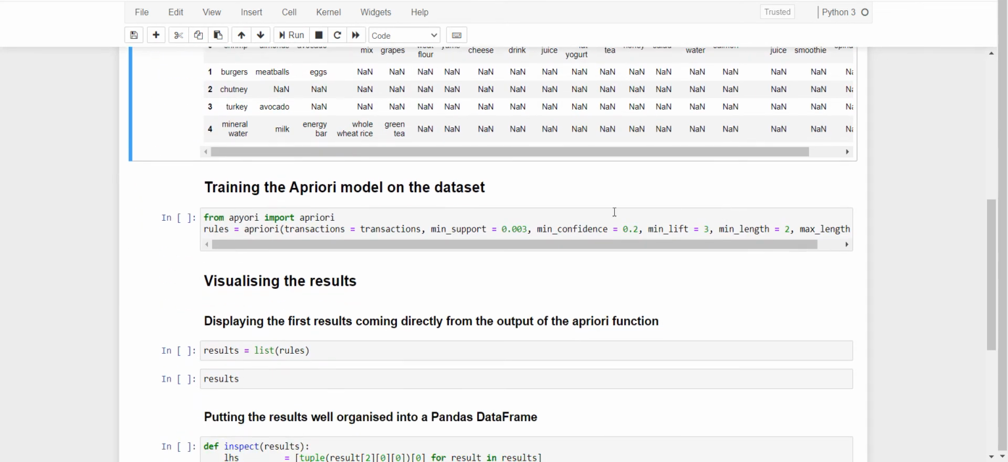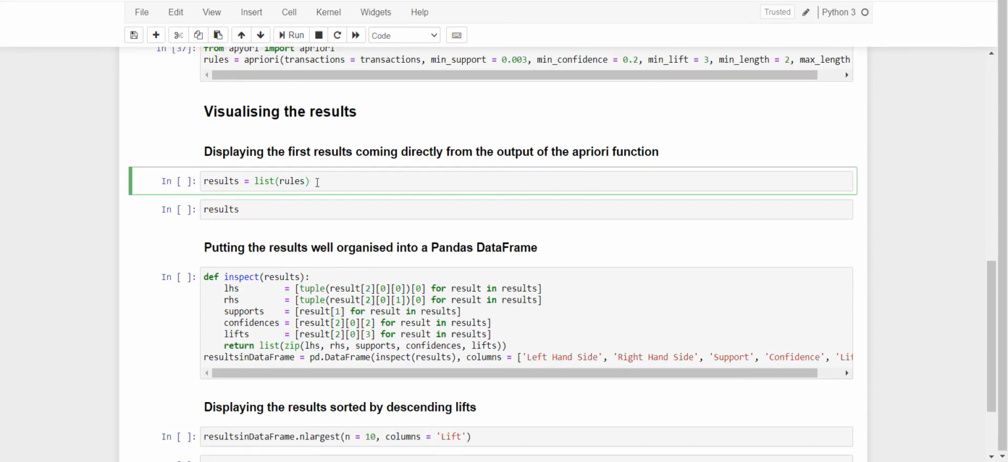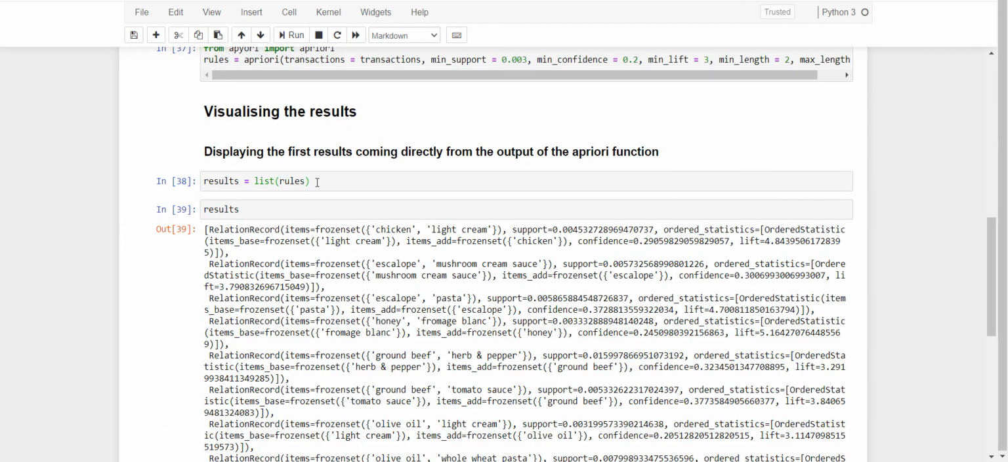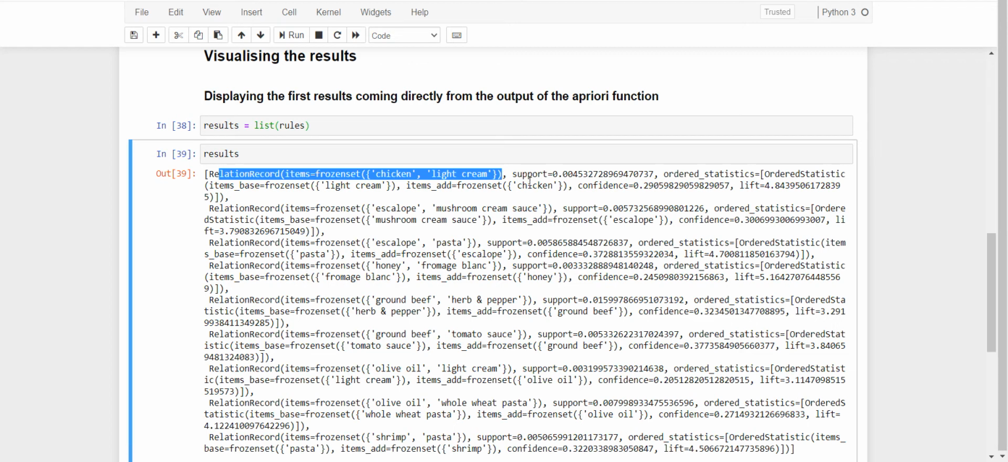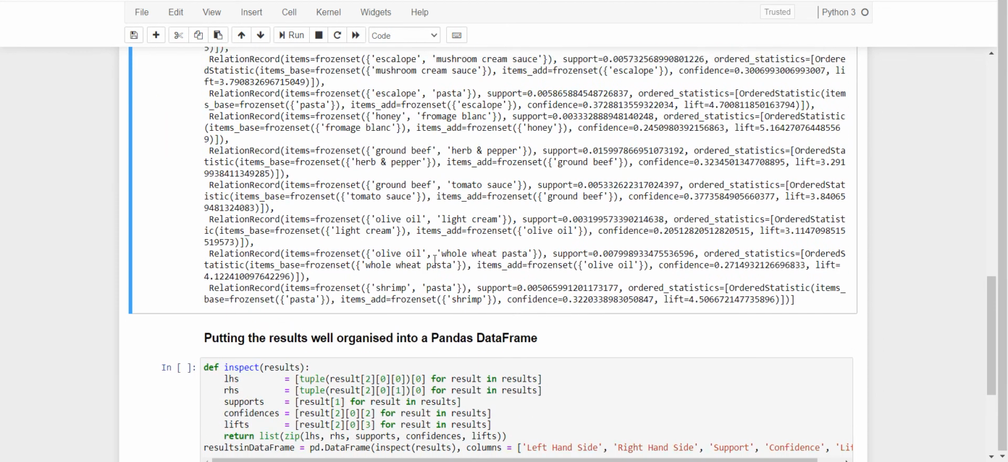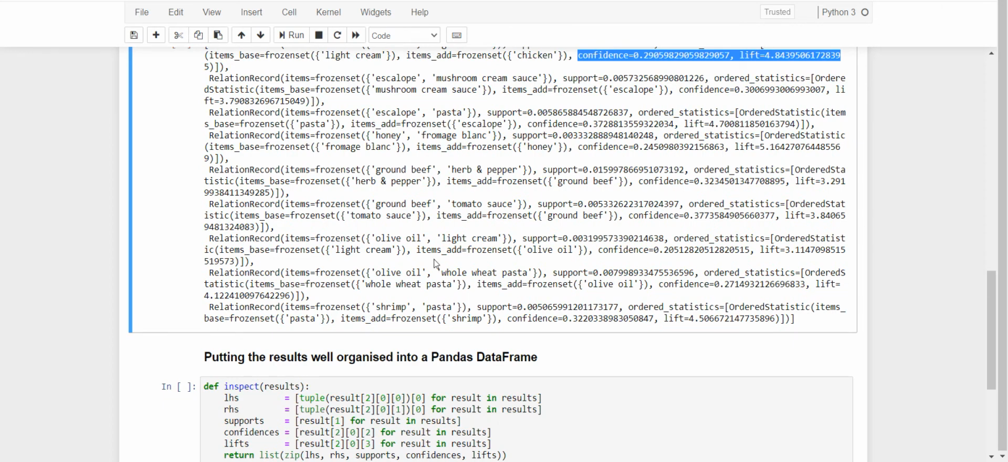So let's begin. The next step is training the Apriori model on the dataset. So here we go. Okay. So now I have to visualize the results, right? So here I have got the results, you can see. This is the relationship between two items, that's chicken and light cream. Then I have also found out the support, the confidence and lift. So I have to arrange this in a much more readable form. So let's go.